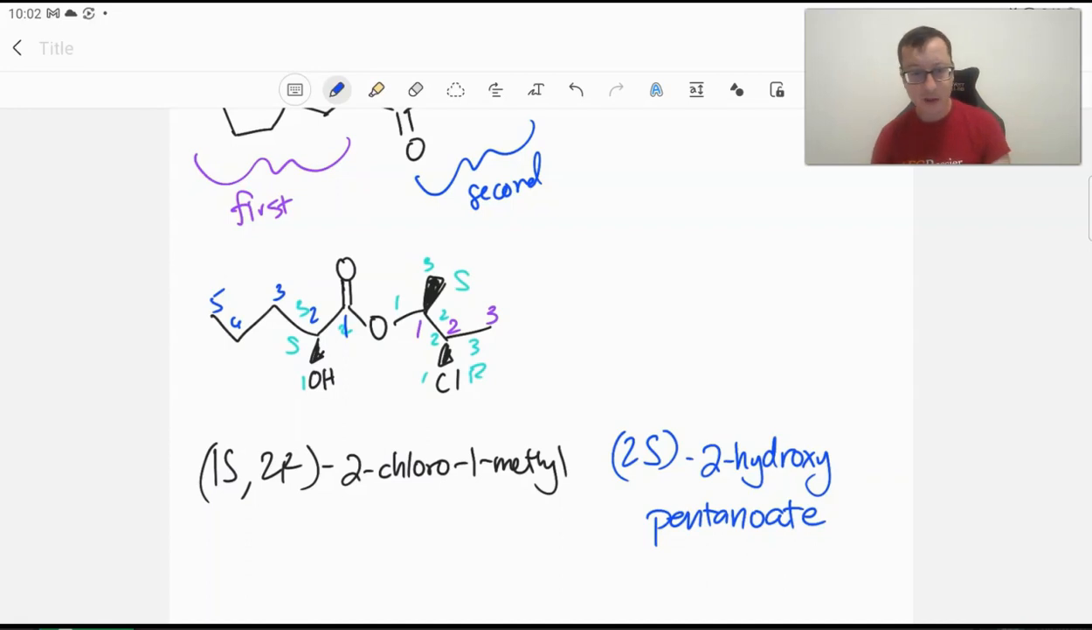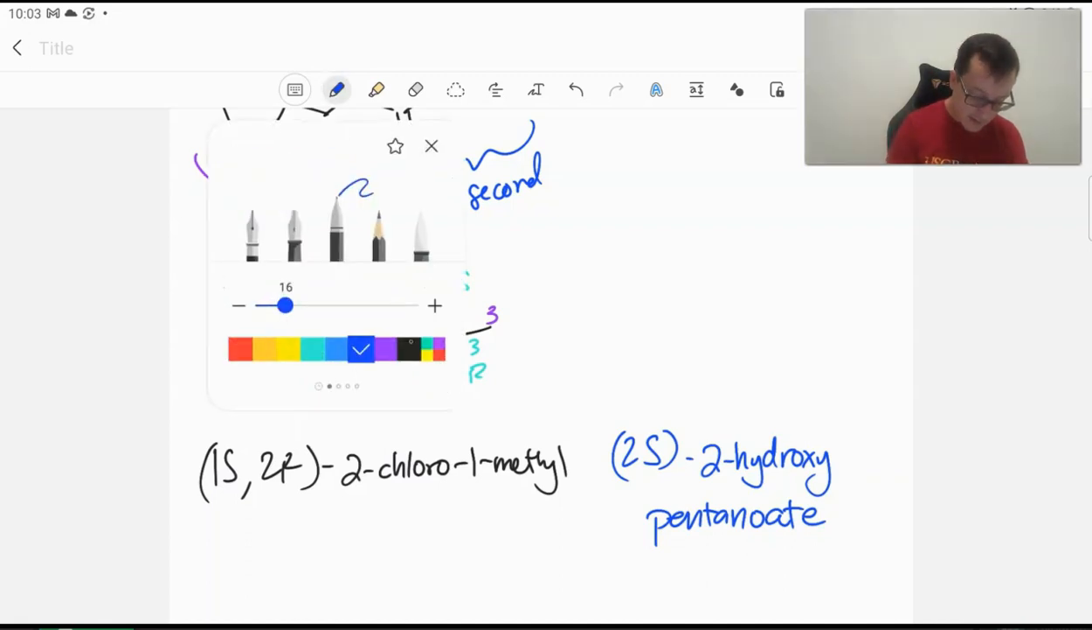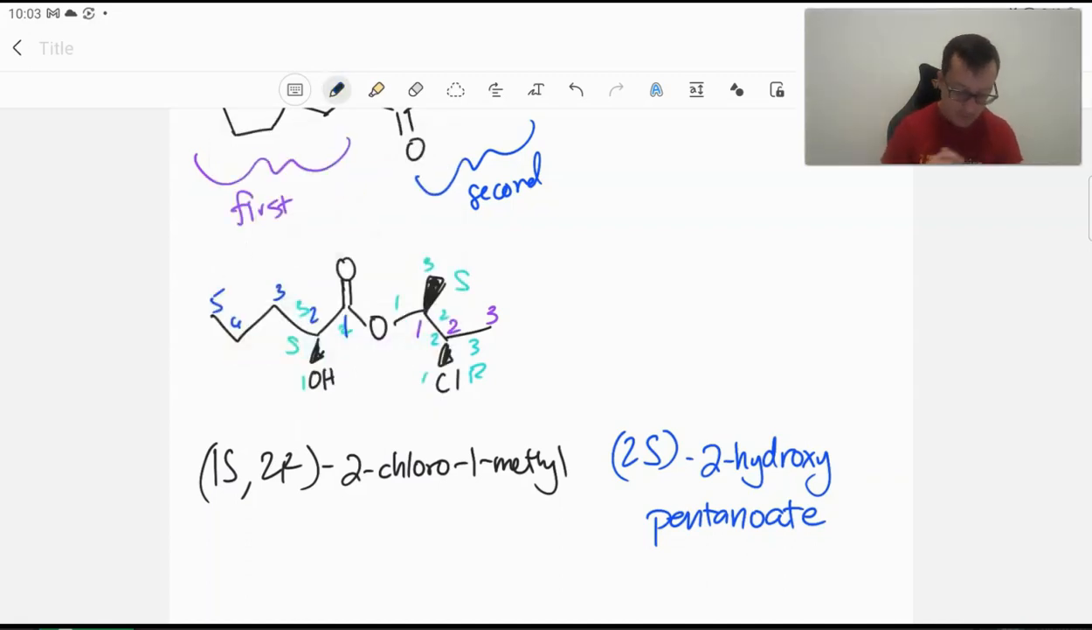Sometimes you'll see stuff with primes and stuff, and it just gets complicated, but we won't worry about that too much. Alrighty. That was esters. What's next? Acid halides. Oh, those are easy.